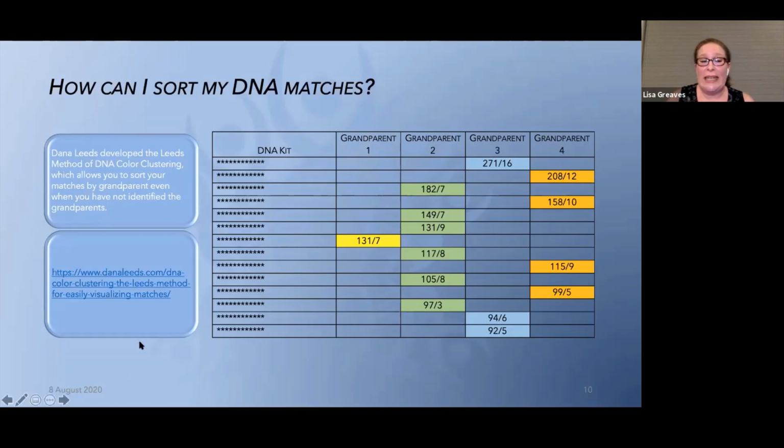And as I said, if you go to Dana Leeds' website, she has really good instructions for how to do that. Ancestry also has started letting you color code your DNA matches. That was something they introduced, I think, about a year ago, that you can assign each of your ancestors a color, and then you can use that color to identify the DNA matches who are associated with that ancestor. And that's super helpful because you can't possibly remember how all of these people are related to you. The color coding really helps.